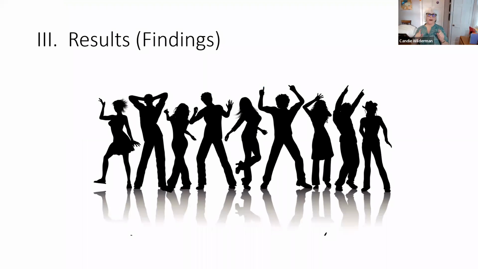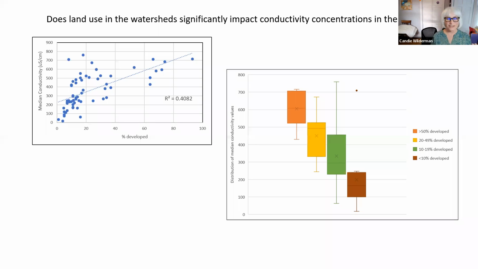We're going into our results, and I'm very happy to be done with methodology, and I think you're going to like the results because they're really cool. Okay, first thing we looked at: does land use in the watershed significantly impact conductivity concentrations in the streams?